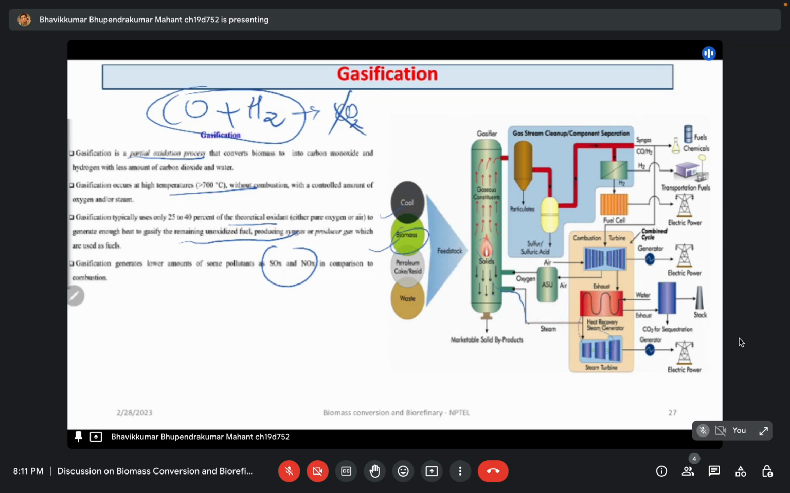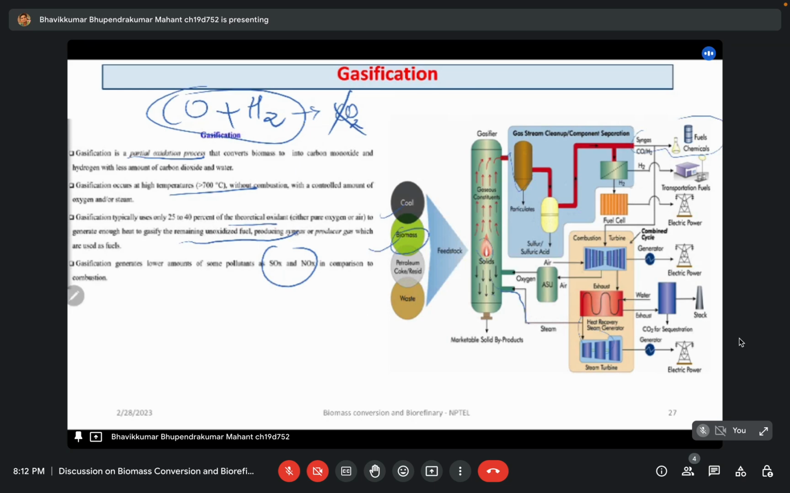Whatever solid is there will convert into gaseous product, and then the gaseous product goes first into the separators, where you separate out the particles. Solid particles still present you can separate out, and then the gas goes into another separation unit where sulfur and sulfuric acid will be removed. Then you will get the CO and H2 syngas, which will be useful for fuels as well as chemicals.